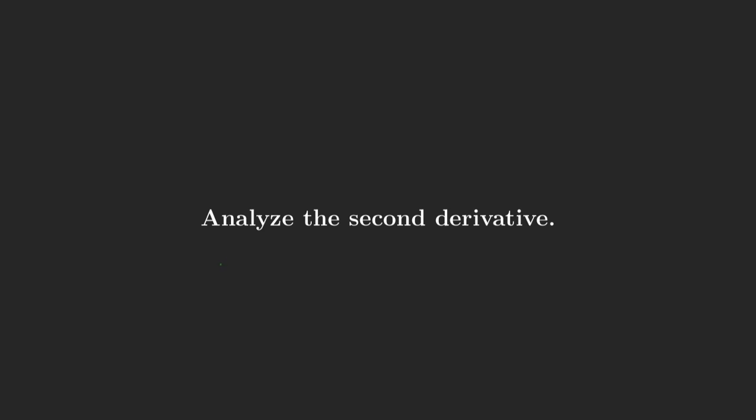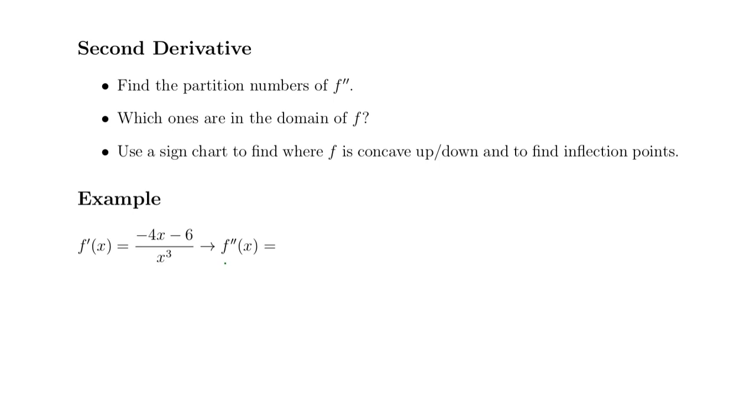Now we want to move on to the second derivative and analyze things. So again, we're going to look for partition numbers of the second derivative. Instead of calling them critical numbers, though, because critical numbers only applies to the definition that refers to the first derivative, we're just going to check and see which ones are in the domain. It's really the same thing, but these ones don't have a name for the second derivative. And then we'll check all the concavity stuff.